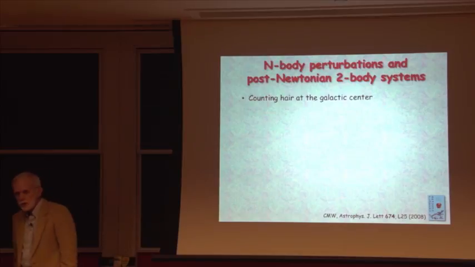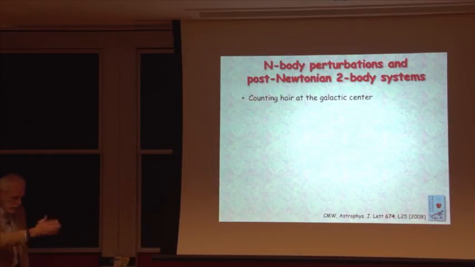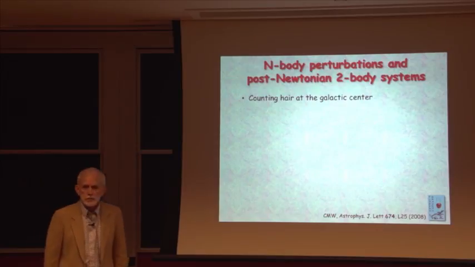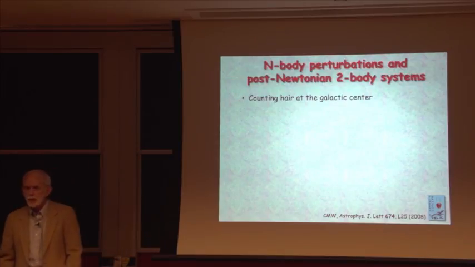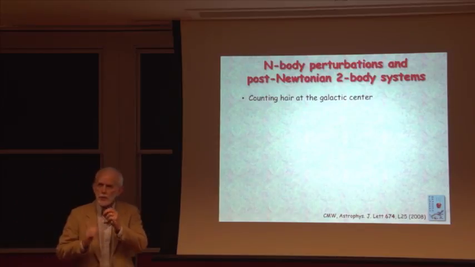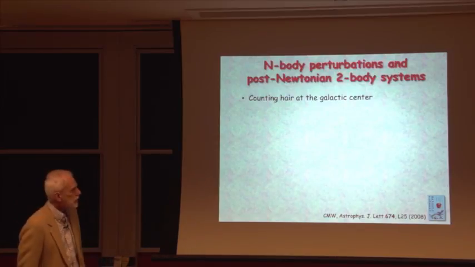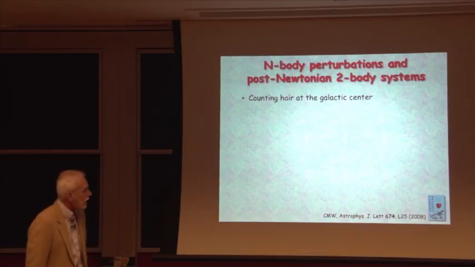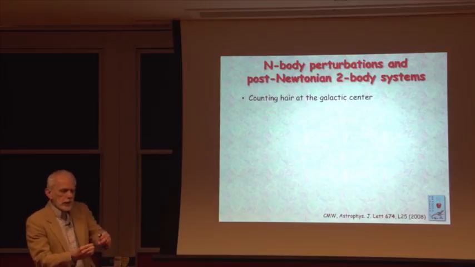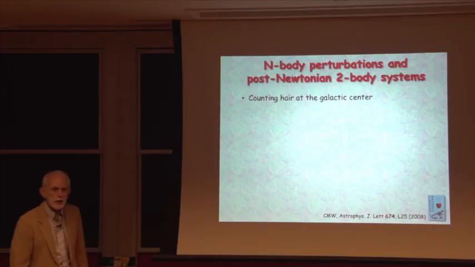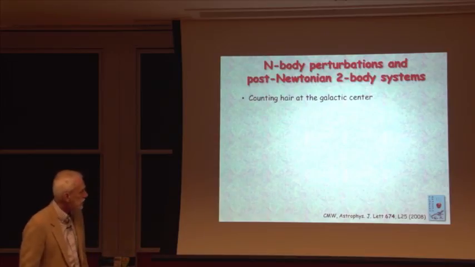Another two-body problem where ultimately you have to worry about perturbations from other stars has to do with counting hair at the galactic center. A few years ago, I suggested that you might be able to test the no-hair theorems of general relativity by carefully tracking the orbits of certain kinds of stars orbiting the galactic center black hole in Sagittarius A*. If you have a body orbiting a rotating black hole, there are three kinds of effects that are generated by the black hole's space-time.